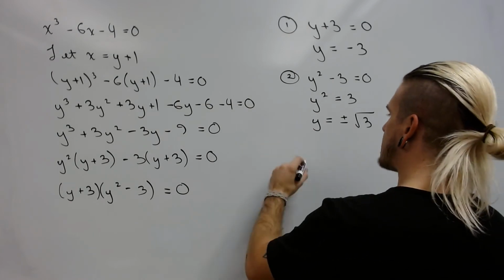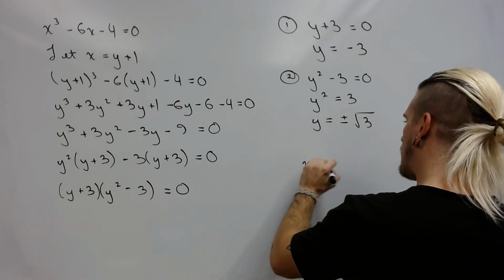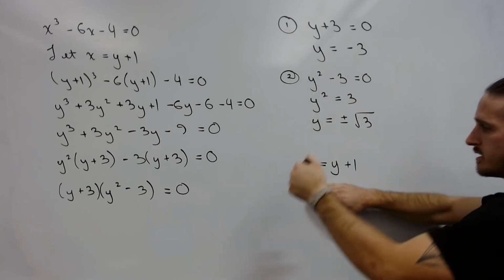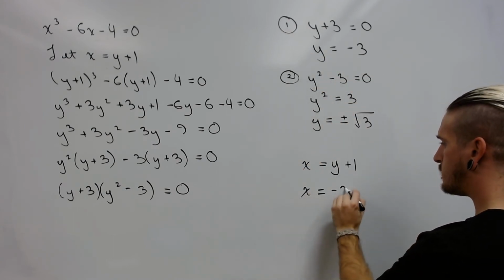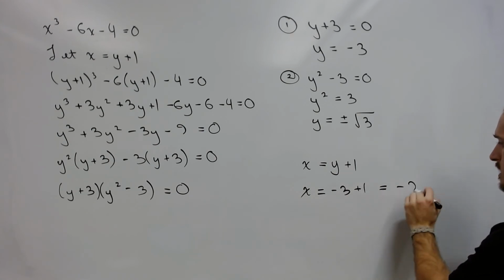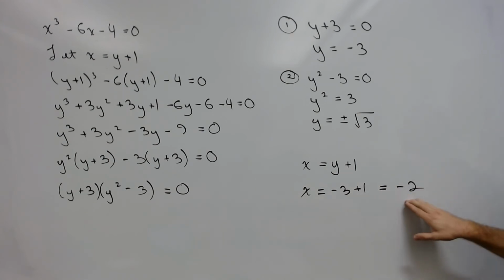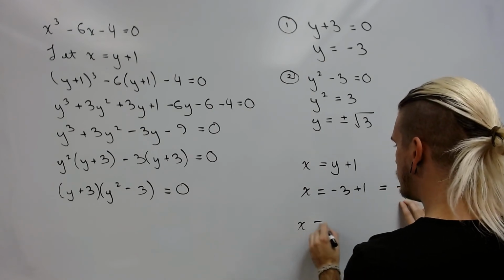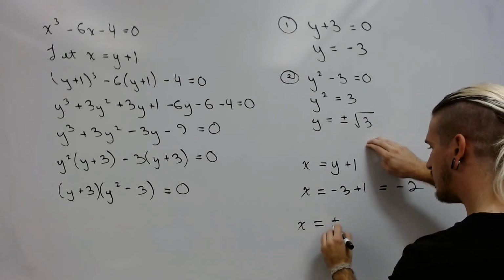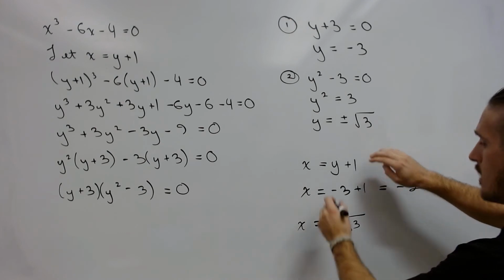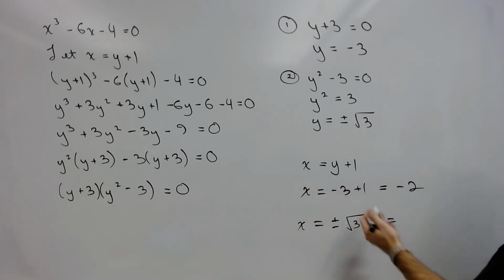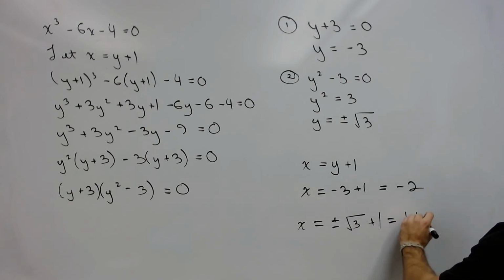Remember that we let x equal y plus 1. So for our first y, which was negative 3, the corresponding x will be negative 3 plus 1, which is negative 2. The next one will be plus or minus root 3 plus 1, which will give us, well, we can't combine those, so we'll just leave that as 1 plus or minus root 3.